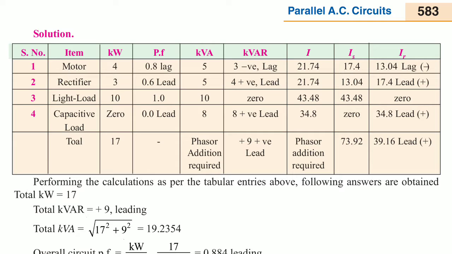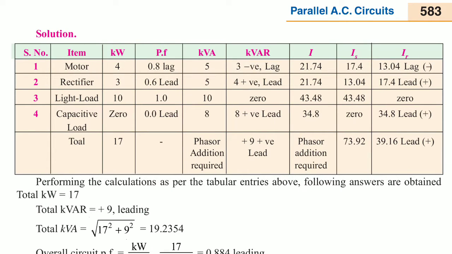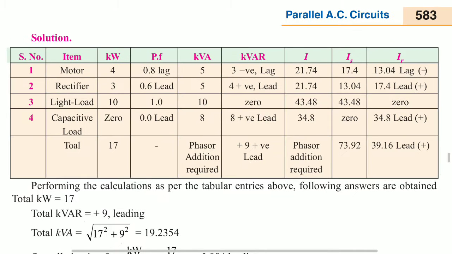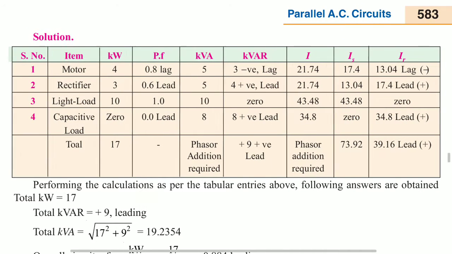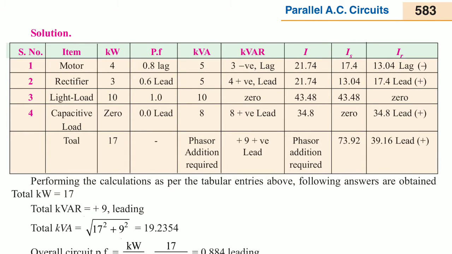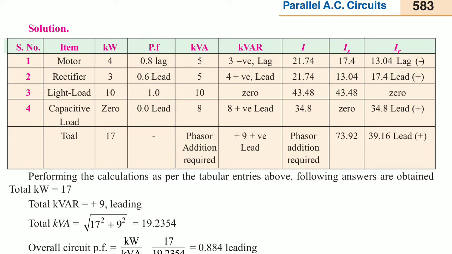So serial number 1, the item is motor, kilowatts is 4 kilowatts, power factor is 0.8, kVA is 5, and kVAr is 3, negative. Why is it negative? It is a lagging load, that means motor. Now I is 21.74, IS is 17.4 and IR is 13.04. So that is lagging.